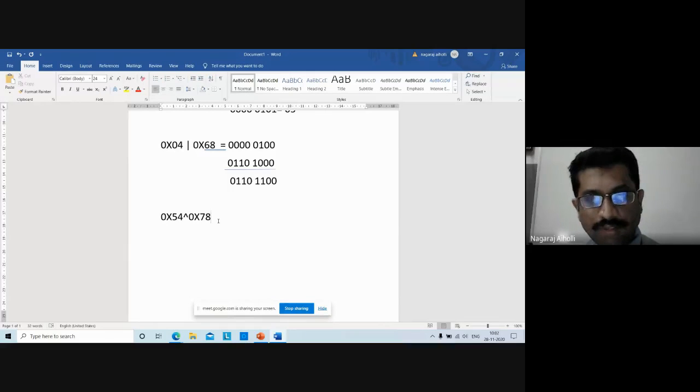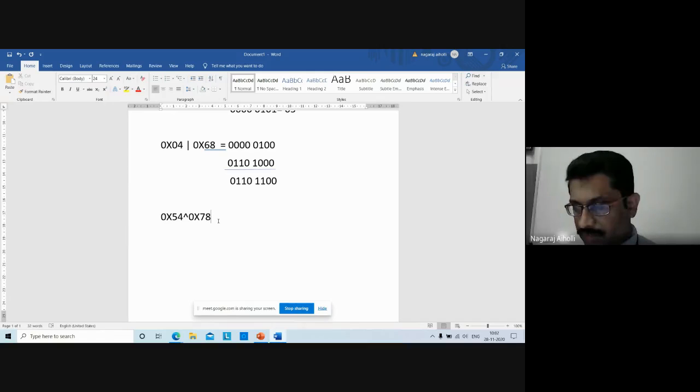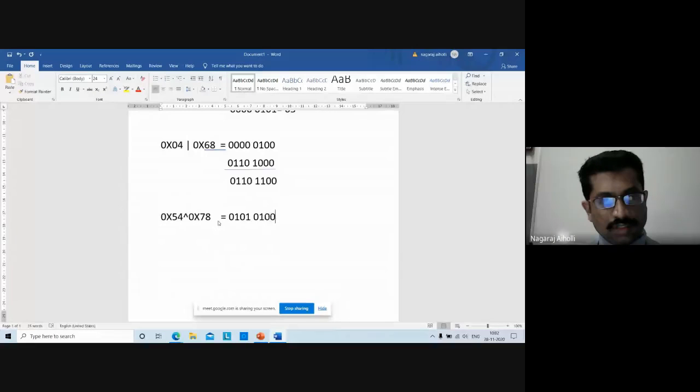How much are you all getting? 54 XOR with 78 is 2C. Exactly, 2C. See how we get this. 5 is 0101, then 4 is 0100, then 7 is 0111, and 8 is 1000.